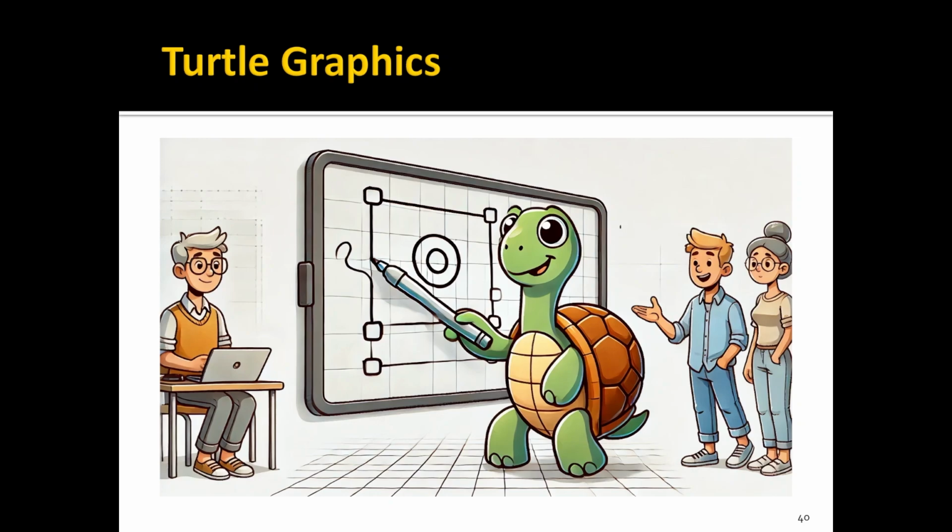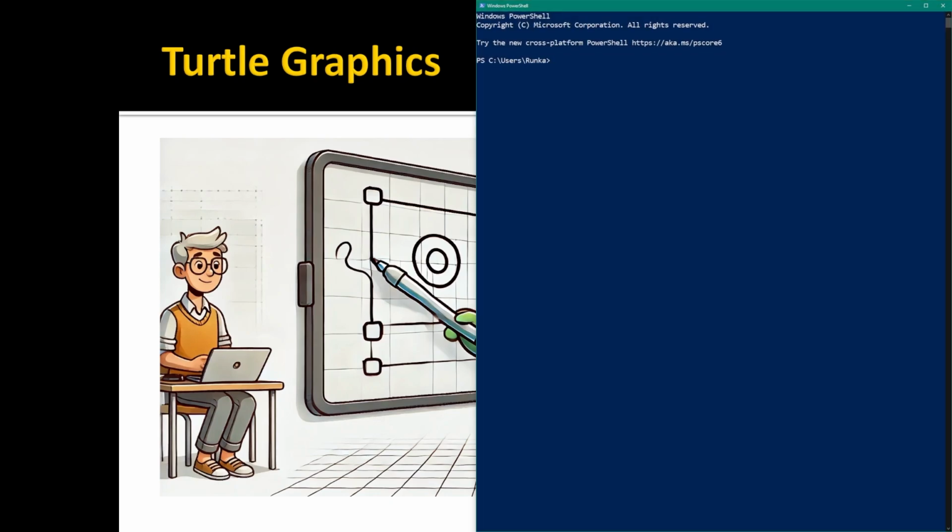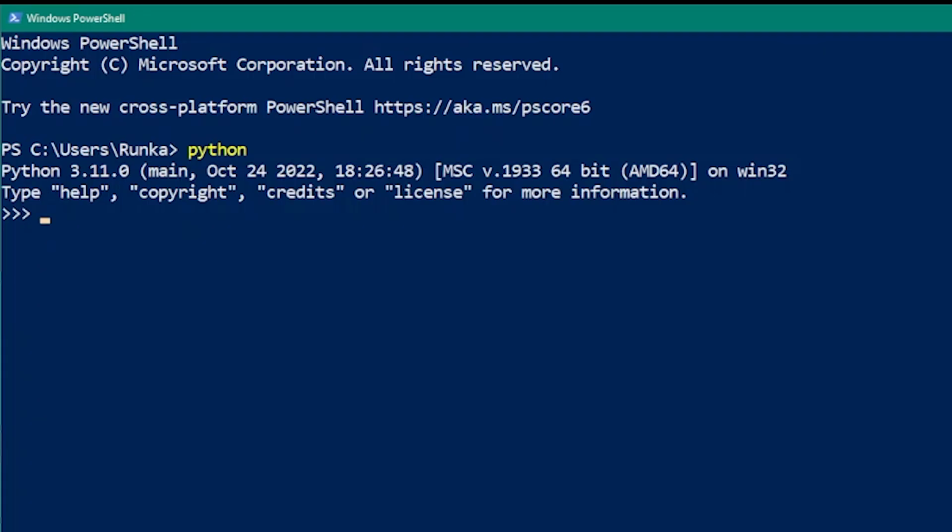So let's get started. Before we write a full Turtle Graphics program, let's first see Turtle Graphics in use directly in the interactive Python shell. So we'll open up a PowerShell window here. We'll just say Python, which gives us the interactive interpreter. Here in the Python shell, we can run commands one line at a time to see the results immediately.